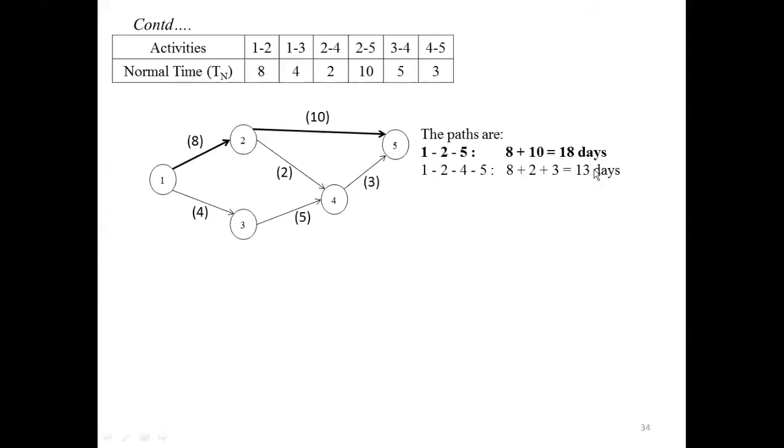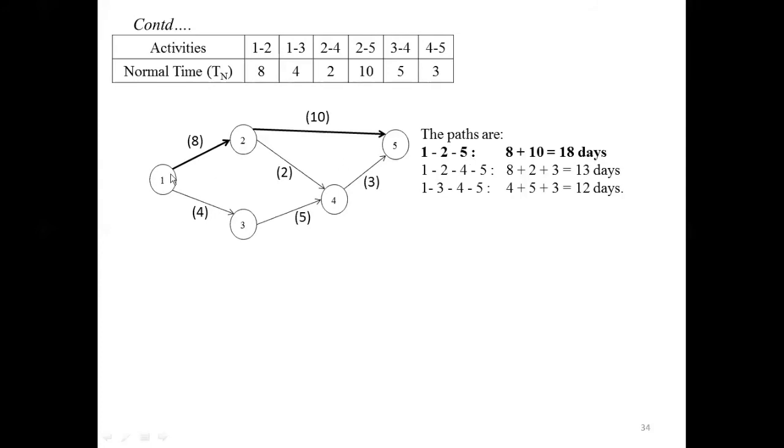The next, third path, we have 1, 3, 4, 5. This is 4 plus 5 plus 3, we get 12 days. Out of these three values, 18, 13, 12, the maximum duration is 18 days, and hence the path 1, 2, 5 will become the critical path.